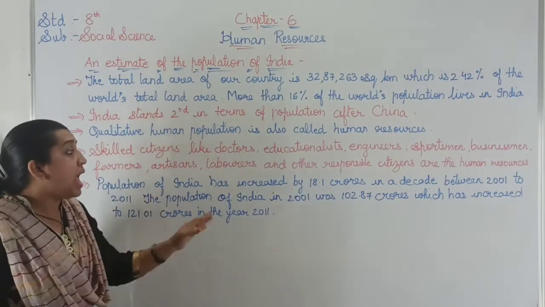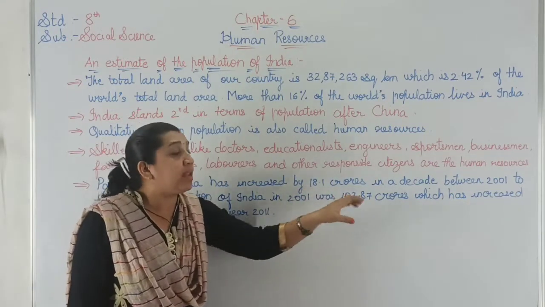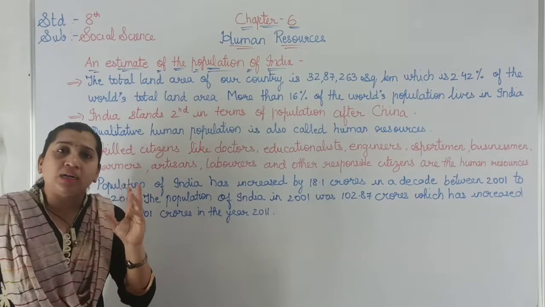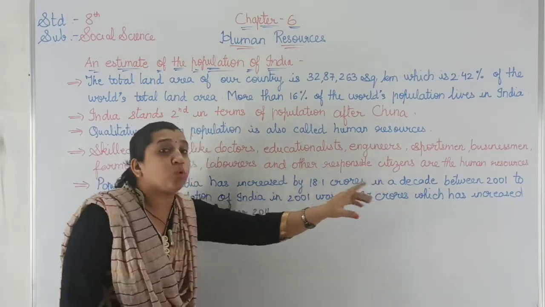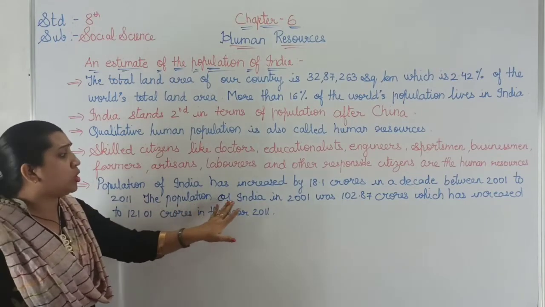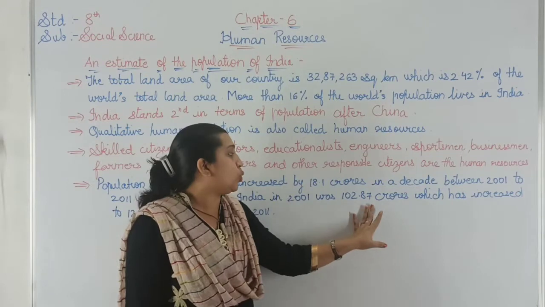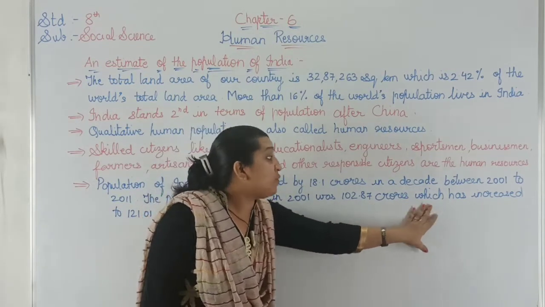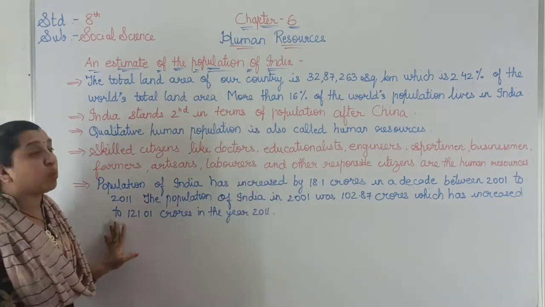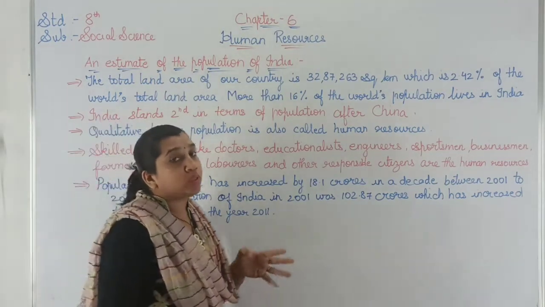The population of India has increased by 18.1 crores in a decade. That means in 10 years itself, between 2001 to 2011. The population of India in 2001 was 102.87 crores, which has increased to 121.01 crores in the year 2011.